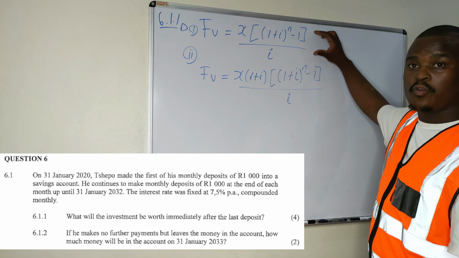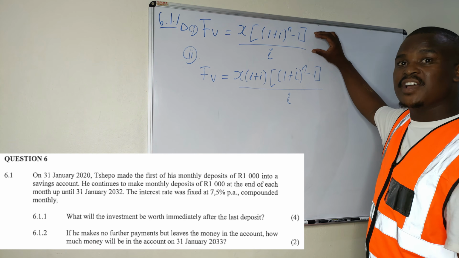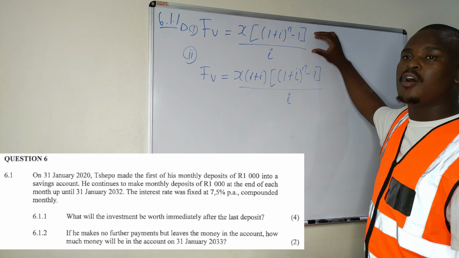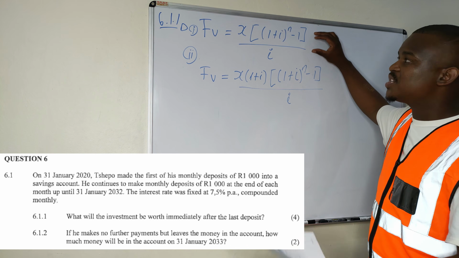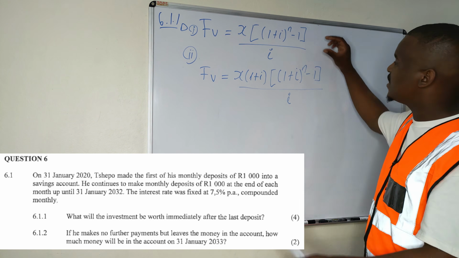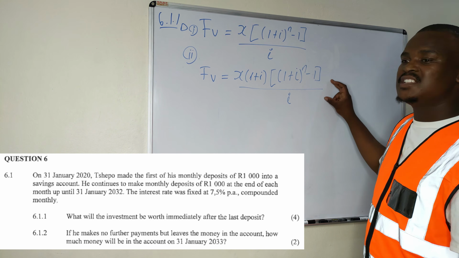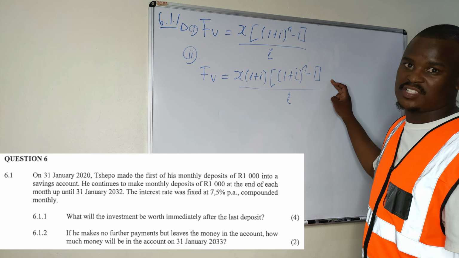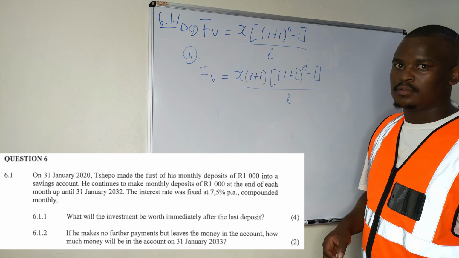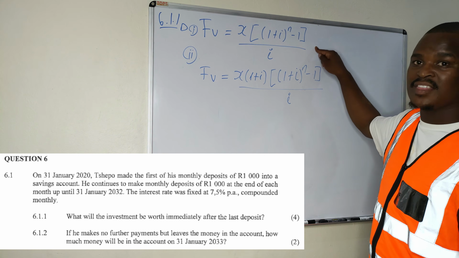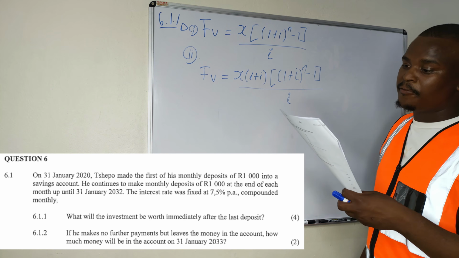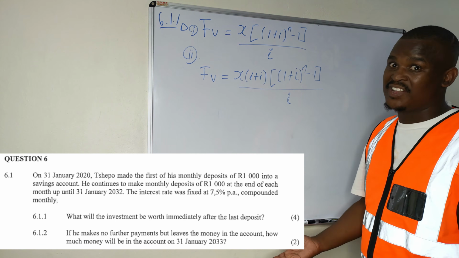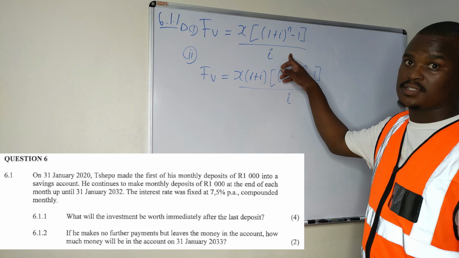So we use this formula when the first payment into the investment is made at the end of the first investment period, which in our case is the end of the month. And we use the other one when the first payment is made at the beginning of the first investment period, and so on. I hope that is clear. This is the one we're going to use, because the first payment is made on 31 January 2020, which means it's at the end of the first investment period.